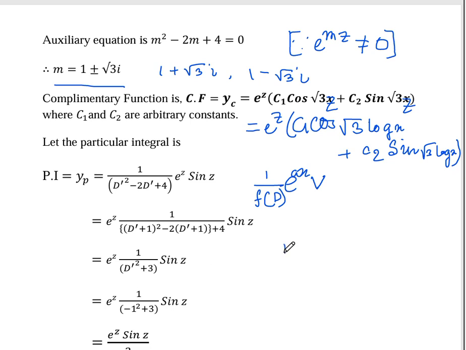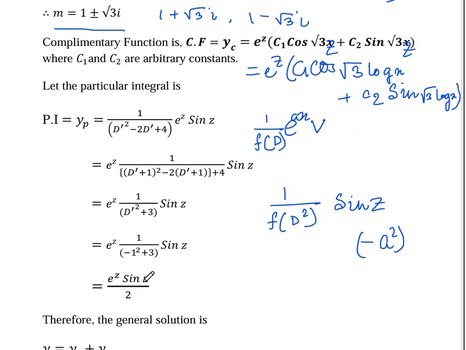And this is the formula, remember all of you: f of D squared sin z. So D squared is replaced by minus a squared. D squared replaced by minus a squared. So what is the value of a here? 1. So that's why D squared is replaced by minus 1 squared. Just see, minus a squared. So what we are having? e to the power z sin z over 2.